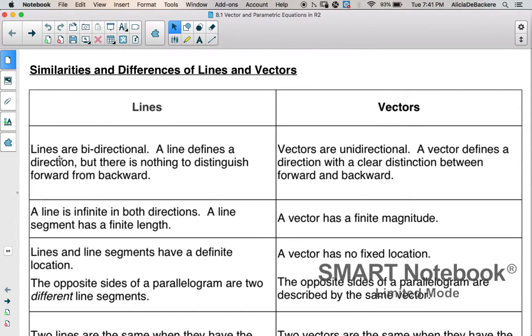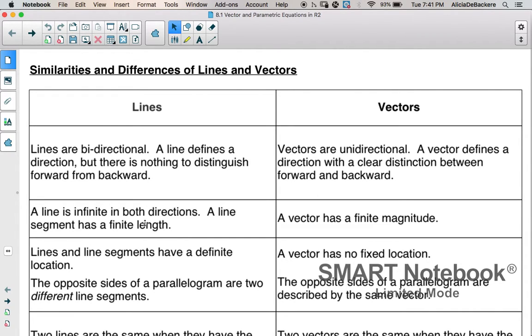So similarities and differences. Lines are bidirectional, so they go in 2 different directions. The vectors are unidirectional, so only one direction, and we could think about the opposite vector would be the bidirection on the line. A line defines a direction, but there's nothing to distinguish forward from backward, whereas a vector has a clear forward and a clear backward.